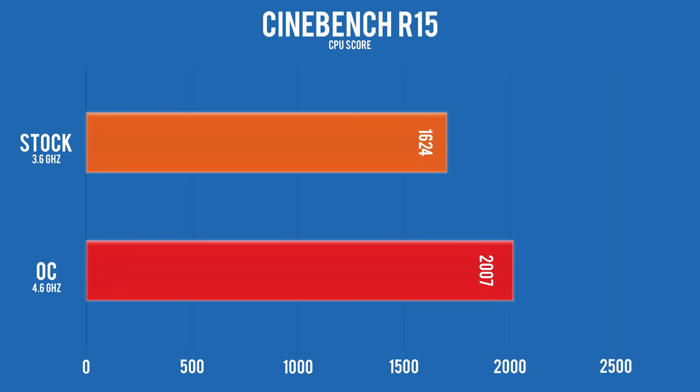All right, so after the CPU overclock, we got a score of 2007 compared to 1624 on Cinebench R15. That's a 20% gain just by overclocking the CPU.